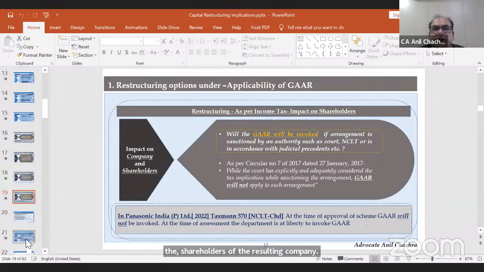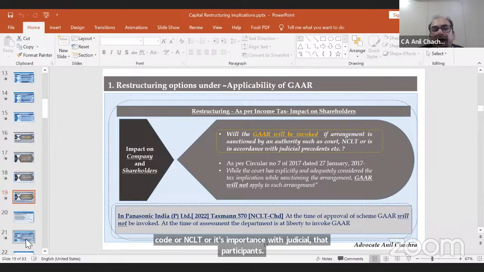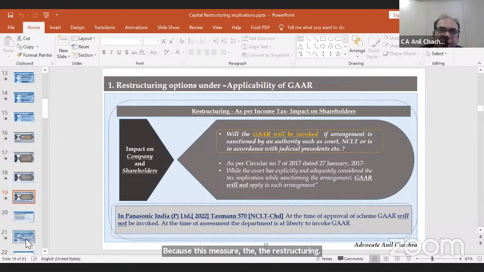Now the next question is whether GAR will get applicable. GAR means the General Anti-Avoidance Rules, as defined in sections 95 to 102 for impermissible avoidance agreements. The question is whether GAR will get invoked if the arrangement is sanctioned by authorities such as the court or NCLT, or is in accordance with judicial precedents, because a merger or demerger as part of restructuring is normally approved through the NCLT or judicial authorities.